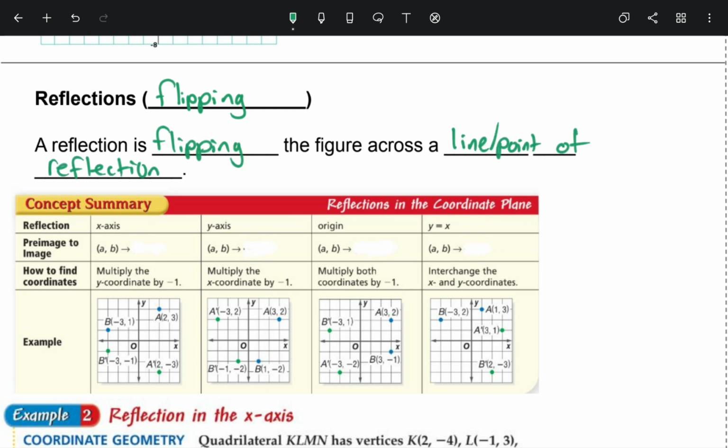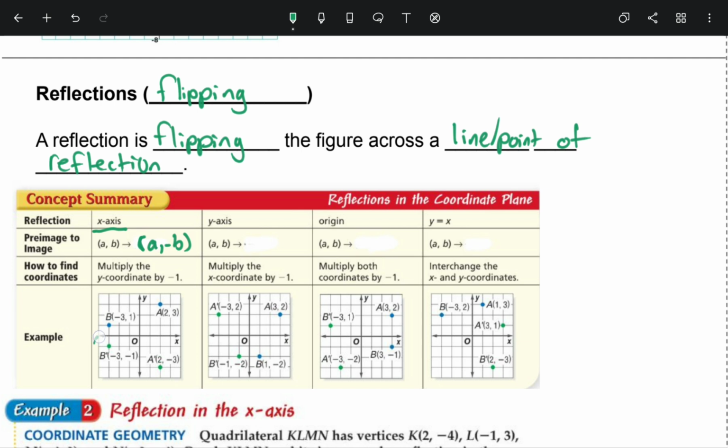So reflection is flipping a figure across a line or a point of reflection. And we have 4 different rules here that we're going to look at. So let's say we flip across the x-axis. If you start with some coordinate (a, b), your new coordinate will be (a, -b). Notice the y coordinate is what changes. So remember, the x-axis is this one right here. We're going to flip across it.